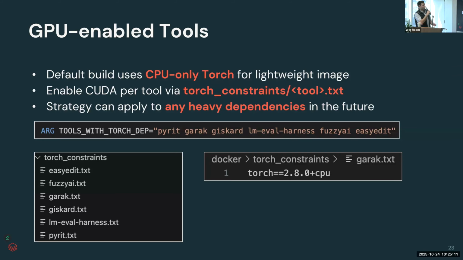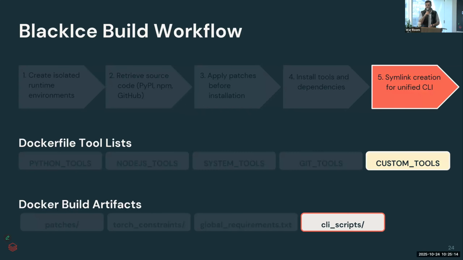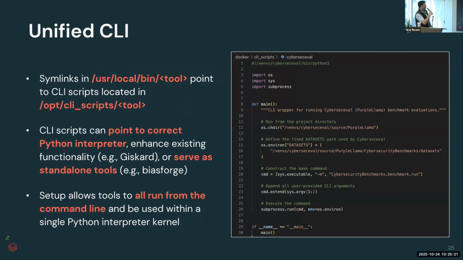And then lastly, we wanted to make it simple to unify all the tools across the CLI so they can all be invoked directly. So basically what we did is for all of the tools, if they already had a CLI implementation, then we just wrote a wrapper that at minimum would point to the correct Python interpreter to make sure that the tool can run out of the box. Or you can create a CLI for a tool that doesn't natively have one, or you can extend the CLI capabilities.